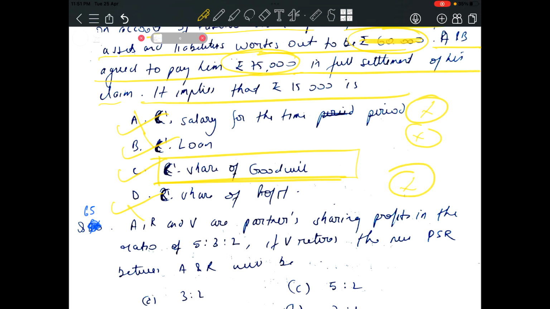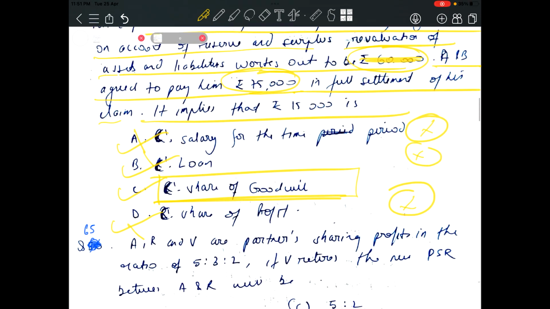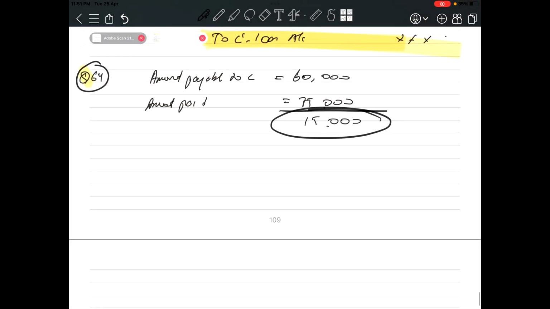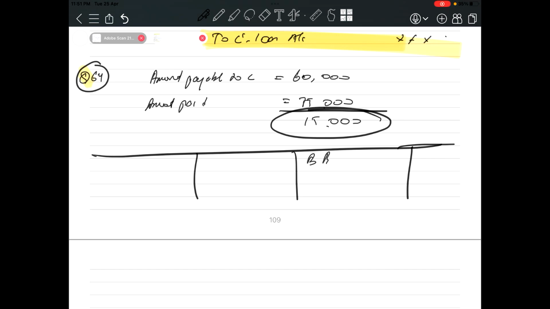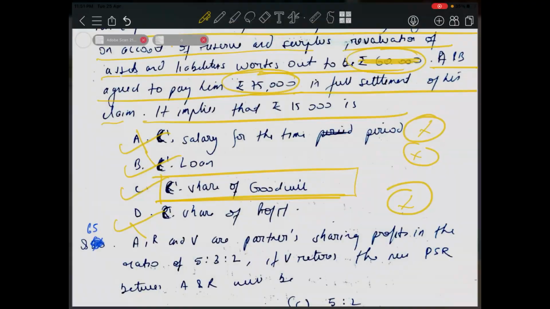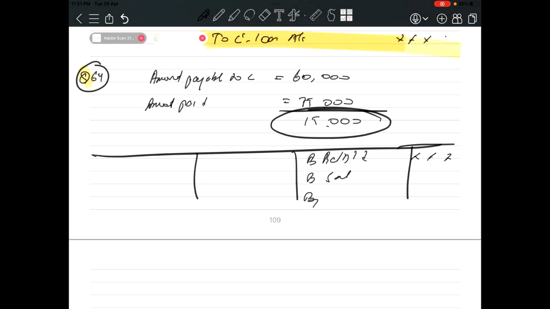Share of profit. Okay, so the extra which they have paid is for the goodwill. Because see what will happen when they prepare C's partner's capital account: by balance b/d, the capital balance, by salary, by what is the other option? Profits. So this amount payable will be after taking into account all these things.